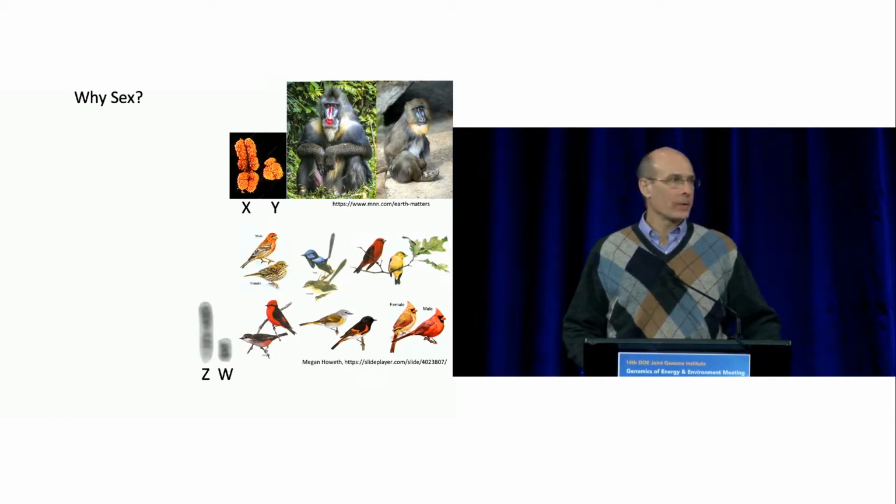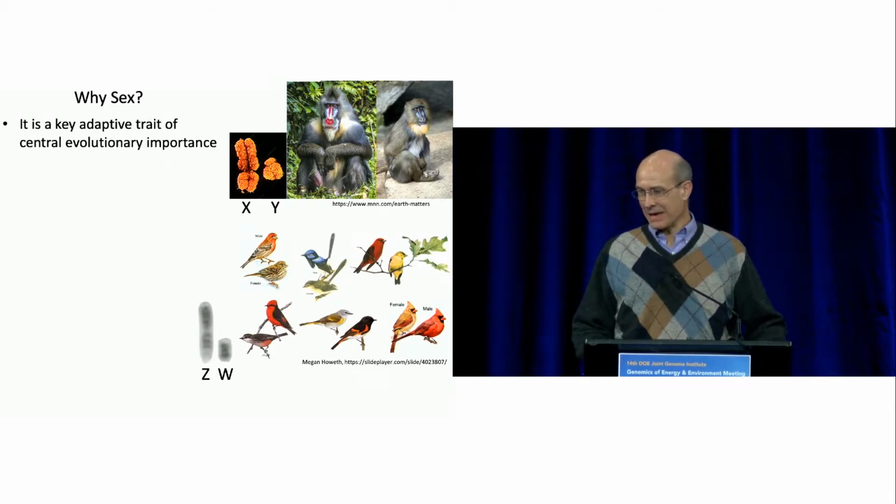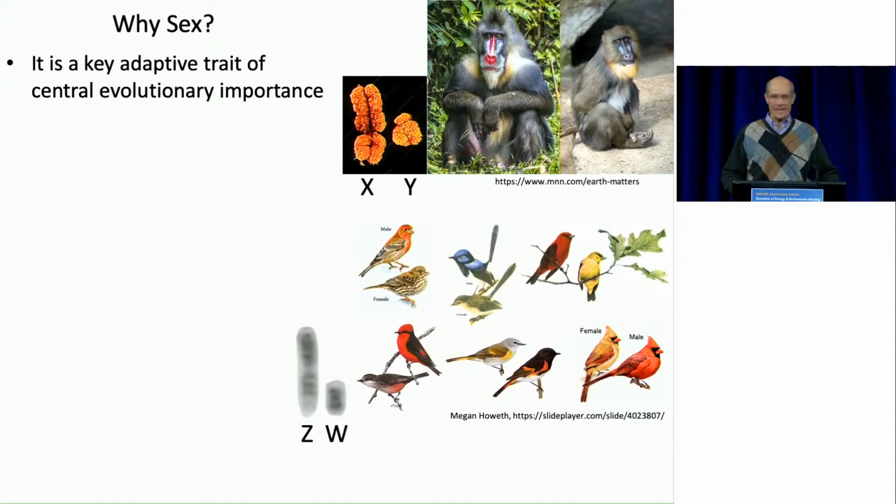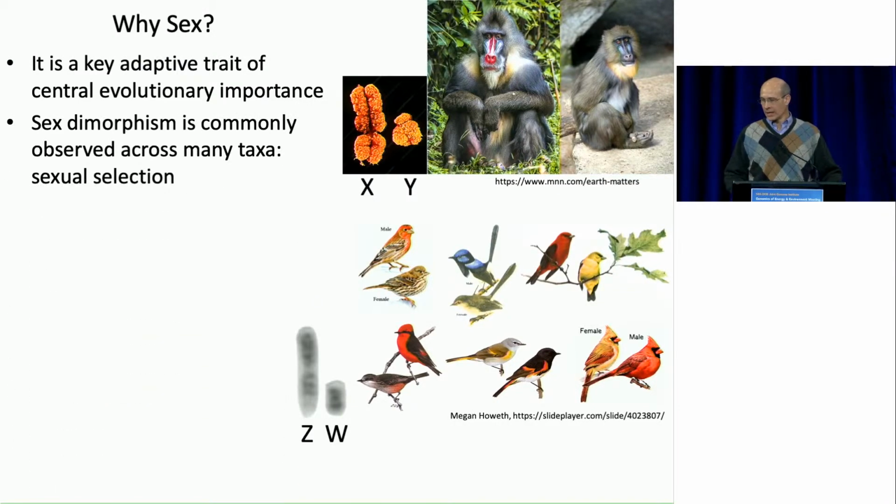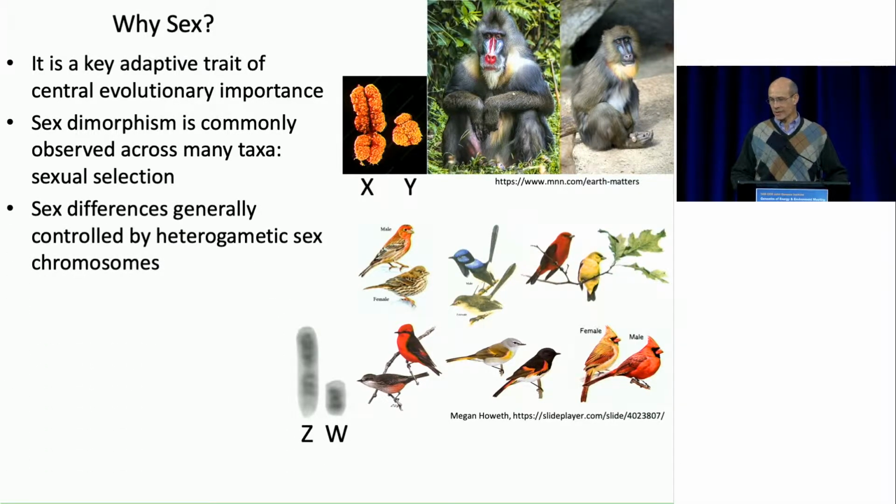So just jumping right into it, why are we interested in sex? Well, for one thing, it's a key adaptive trait, centrally important from an evolutionary standpoint. Secondly, sex dimorphism is really common across a lot of different taxa, so just a couple of examples shown there with primates and songbirds. Sex determination is typically determined by sex chromosomes, fairly obviously, when there are separate sexes.